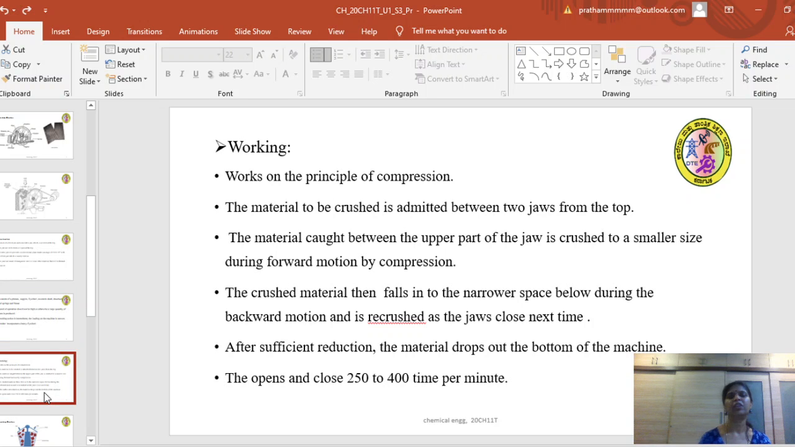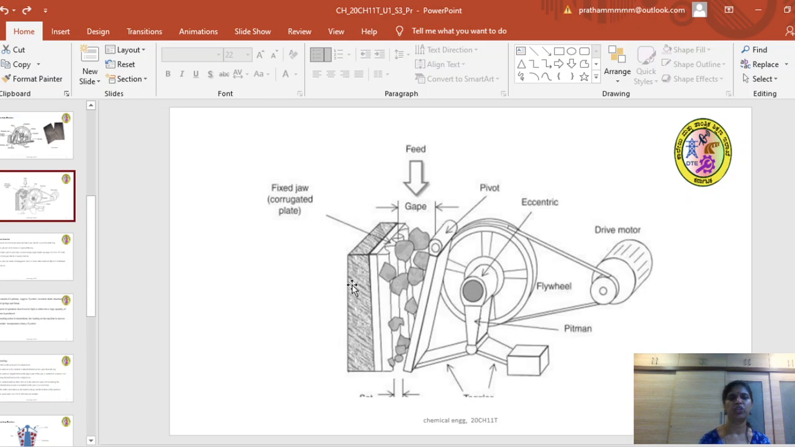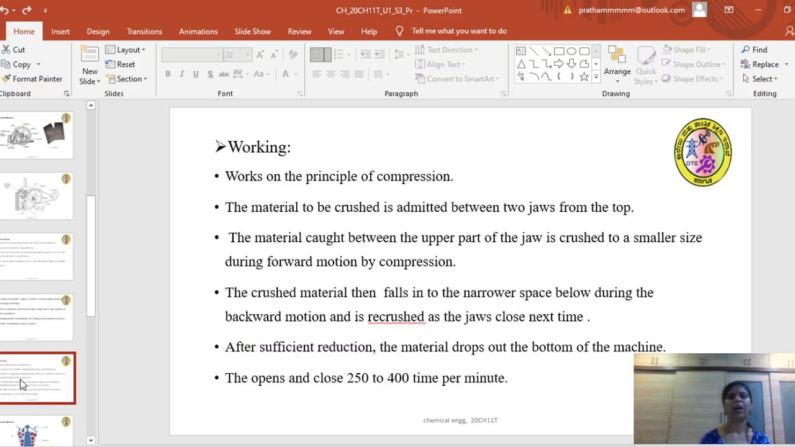It mainly works on the principle of compression. The material to be compressed is admitted between the two jaws. The material admitted between the two, in the upper part of the jaw, is crushed into a smaller size by the compression force. As we have already learned, this is the compression force.